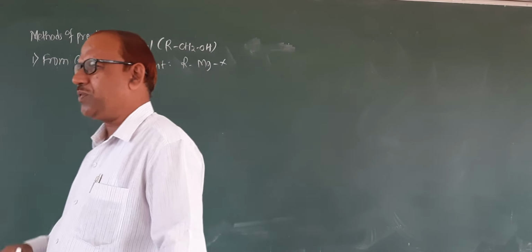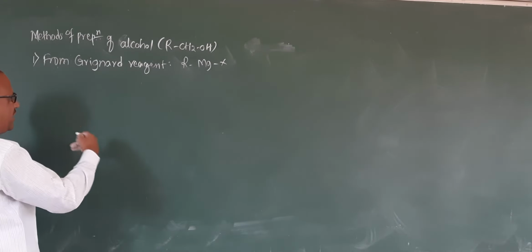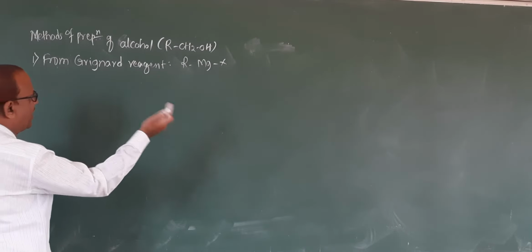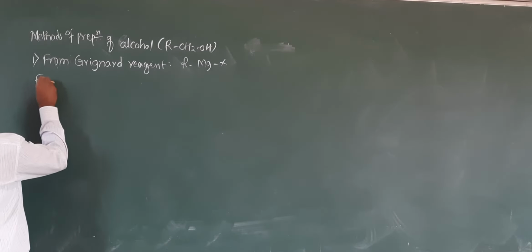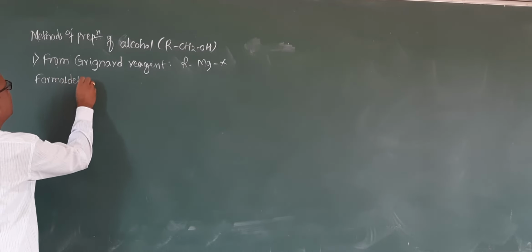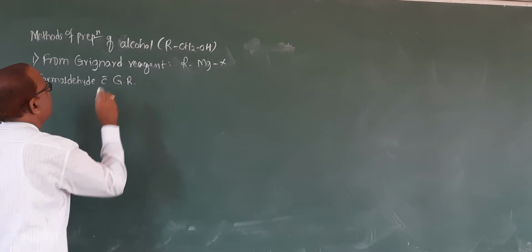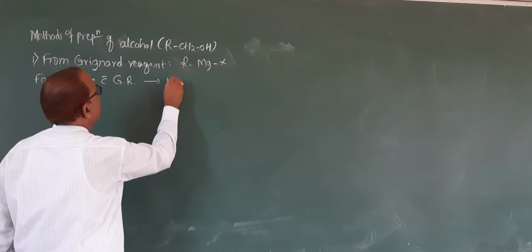If you take a higher group, it will not form easily, and somewhat drastic conditions are required. First I will write the statement on the left side, then I can write the reaction. Formaldehyde with Grignard reagent giving rise to primary alcohol.